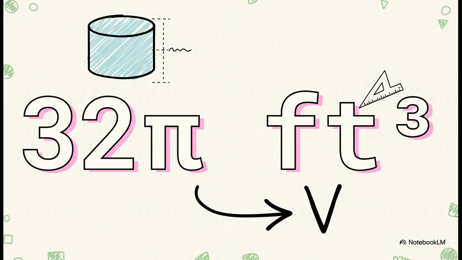And there you have it, the final perfect answer. The volume of our cylinder is exactly 32 pi cubic feet. See, we've got the number, we've got the pi symbol showing it's exact, and we've got the correct cubic units. That's a job well done.